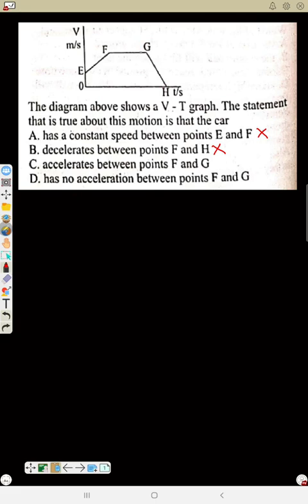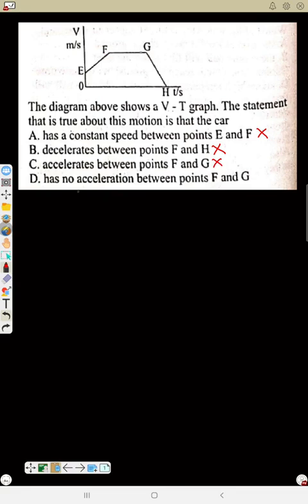Now C: accelerates between point F and G. Now point F and G, do you see that is a straight line? And what do I say about a straight line? That means it's moving with constant velocity. So that means that F and G is moving with constant velocity. So it does not accelerate.